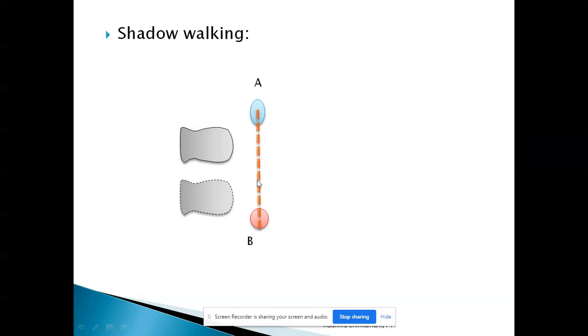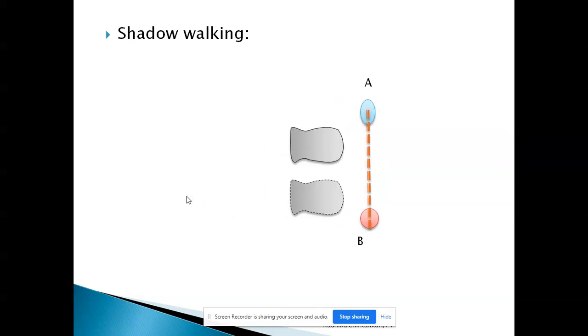Again, A and B are your two crutches at each side, with the imaginary line. The good leg has strong borders, whereas the dotted bordered one is your bad leg. First pass the crutches ahead, followed by both legs, the good leg and the bad leg, but the good leg is fully bearing the weight and the bad leg is not bearing weight at all. It is just swinging with the good leg. This is known as shadow walking.